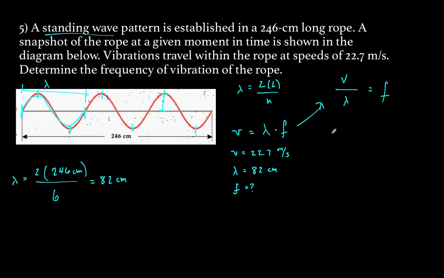I'm going to start plugging in my numbers, 22.7 meters per second divided by my wavelength, 82 centimeters. Now, you should see right now that there's a problem with this equation. One of them is measured in meters, one of them is measured in centimeters. You cannot plug this in yet. You need to convert. I can either convert those meters into centimeters, or I can convert those centimeters into meters. And I think that's the much easier thing to do.